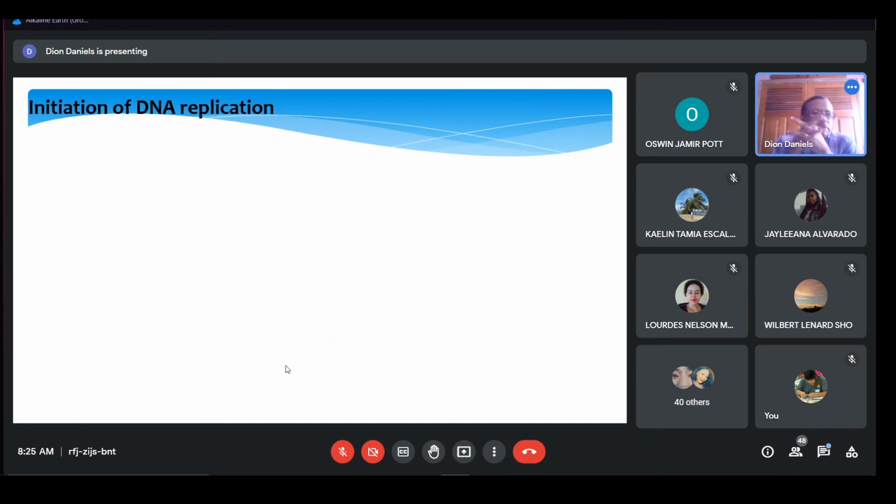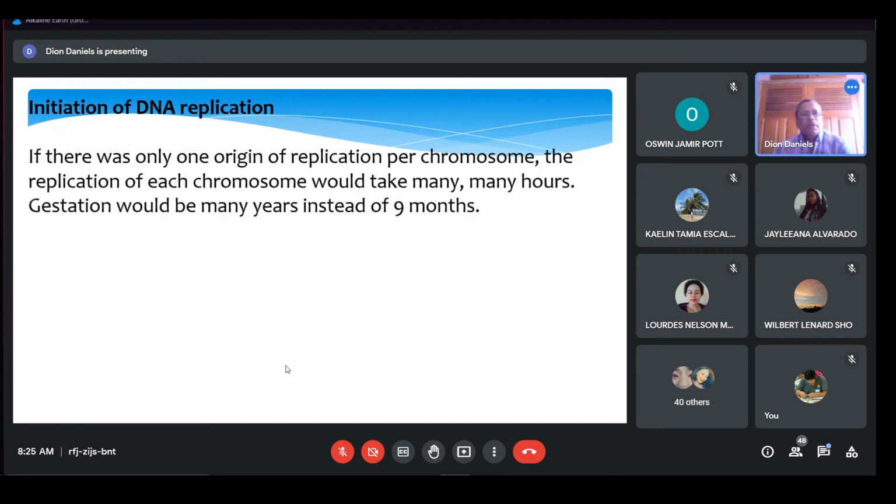So, initiation of DNA replication. If there was only one origin of replication per chromosome, the replication of each chromosome would take many hours, and gestation would be many years instead of just 9 months. So in the case of eukaryotes, there are many origins of replication. In the case of prokaryotes, all right, we're talking bacteria, there is one origin of replication. But in the case of eukaryotes, there are many origins of replication.